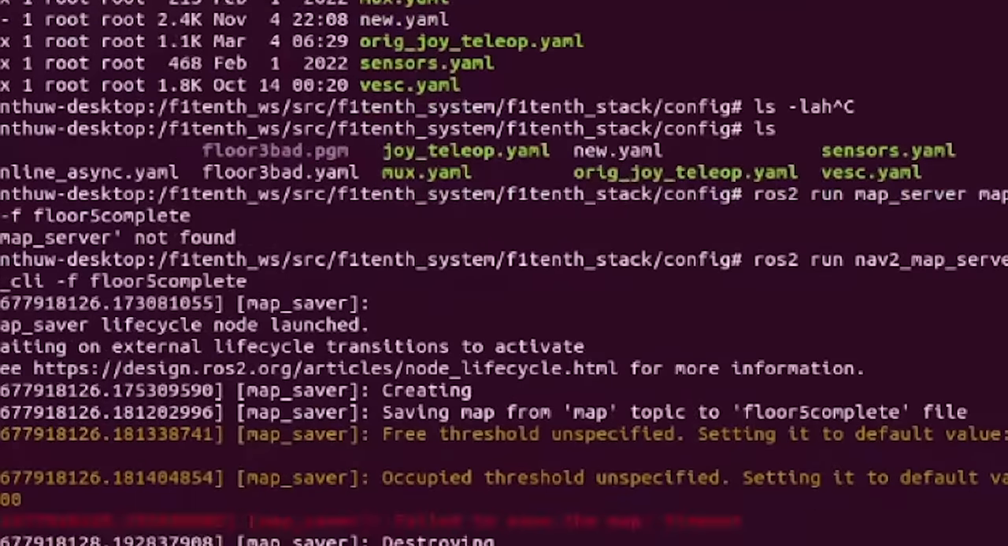I tried running SLAM like 10 different times. Every single time, the map was either misaligned or I couldn't even save the freaking map. Why am I taking so long for these projects? Am I just stupid?